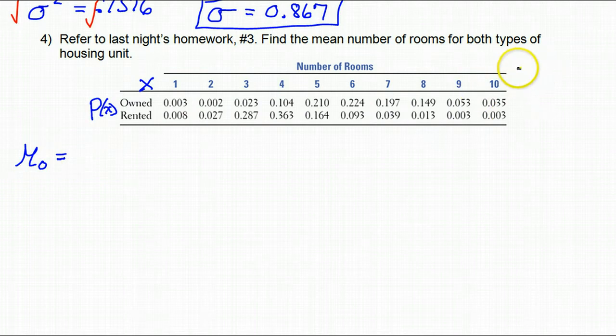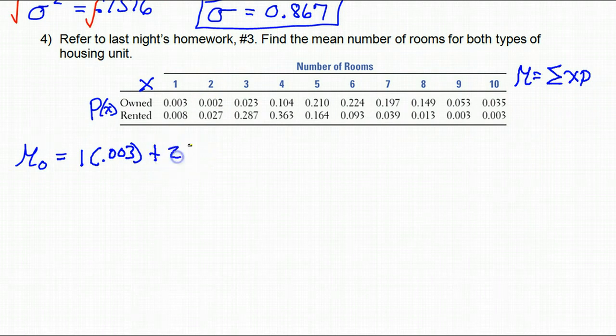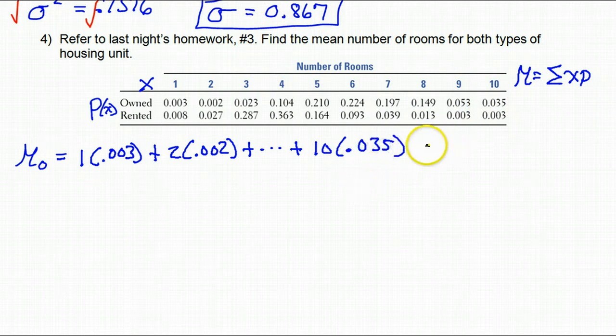Again, the mean is the sum of all the xp's. If these are the x's, then xp is going to be 1 times 0.003 plus 2 times 0.002 plus dot dot dot, and then I'm going to skip to the end and put 10 times 0.035.